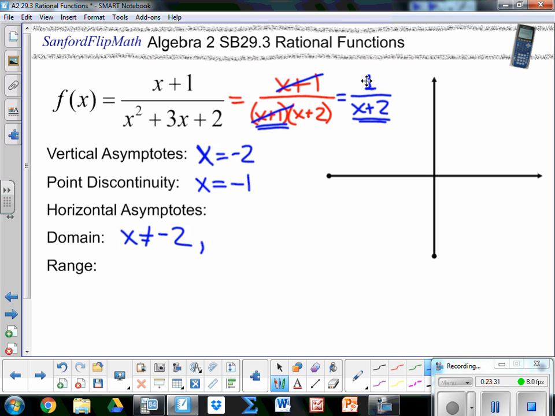But it's also in the domain, or a value restricted from the domain. Okay. Now let's do something about horizontal asymptotes. Now I just said to match up the highest exponent of x in the numerator and denominator. Now here's the problem. There isn't an x squared.